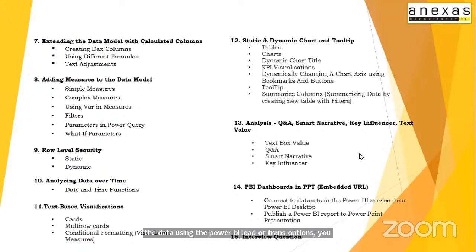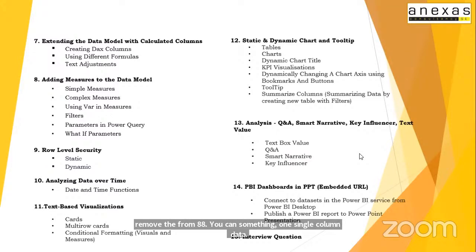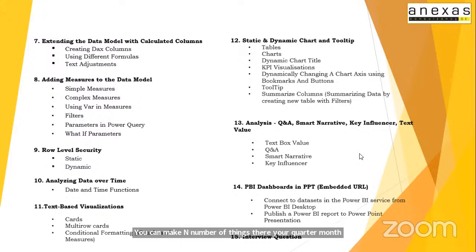You can split that. You can use prefix, suffix, concatenate the data, remove things from a date. You can take one single date column and make n number of things there: year, quarter, month, first date, end date. Everything can be got using one single column.